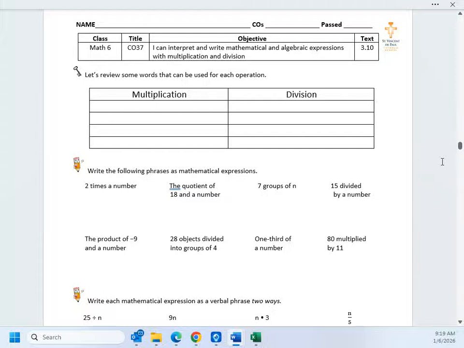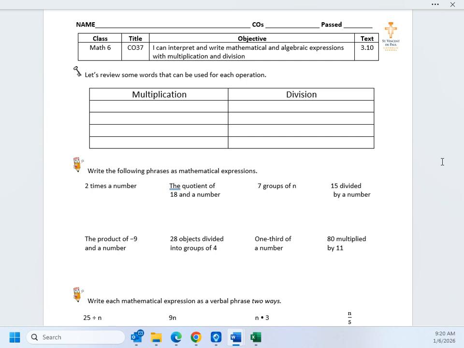Good morning. Today we are continuing on with our expressions, working on CO37. With CO36, we did the adding and subtracting. So today we're doing the multiplying and dividing. So I can interpret and write mathematical and algebraic expressions with multiplication and division.